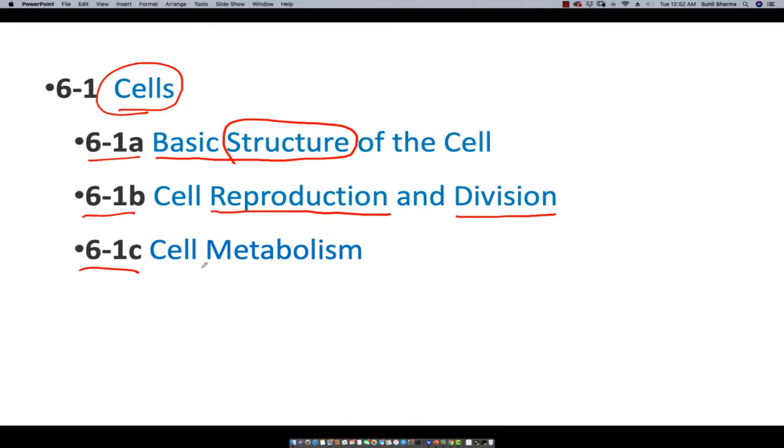And then we have cell metabolism. How does a cell receive energy? In other words, nutrients, foods that it uses to energize itself and break down that food, resulting in energy as well. So those three things again: one, structure; two, reproduction or cell division; and third is metabolism.